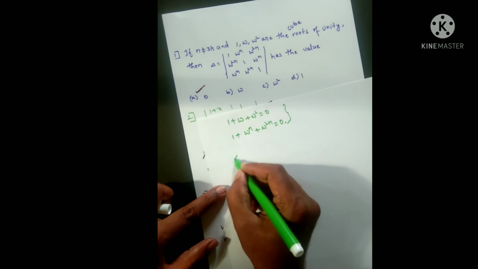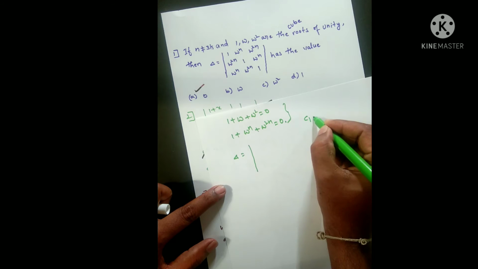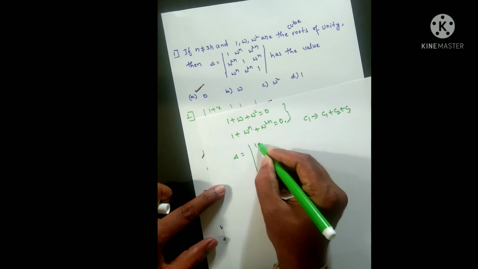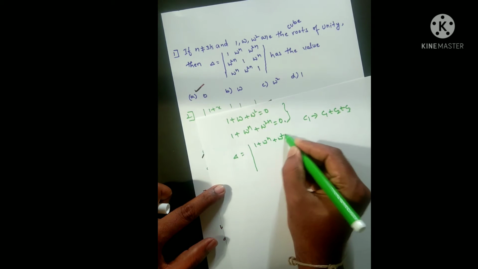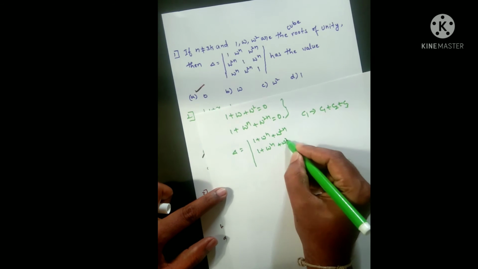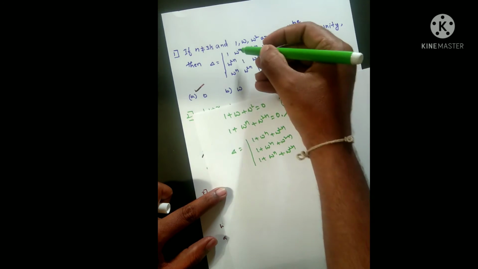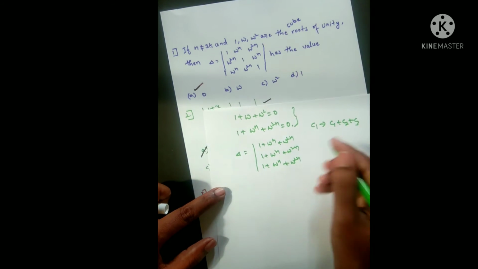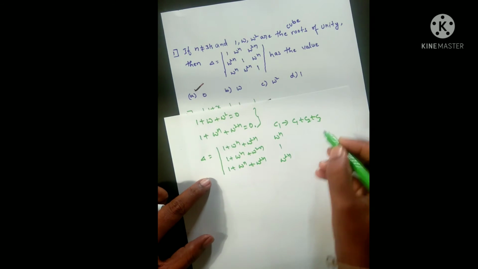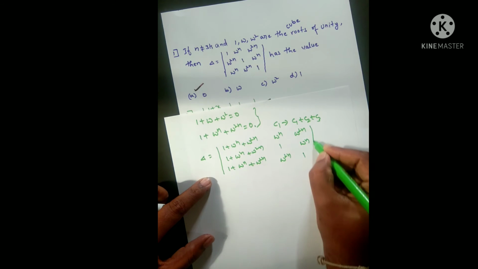Then, for the given delta, I will write C1 as C1 plus C2 plus C3. That will become 1 plus omega power n plus omega power 2n. The same happens in each row: 1 plus omega power n plus omega power 2n. Then the second column and third column remain as they are: omega power n, 1, omega power 2n, and omega power 2n, omega power n, 1.